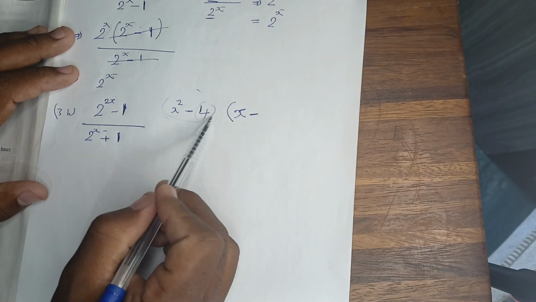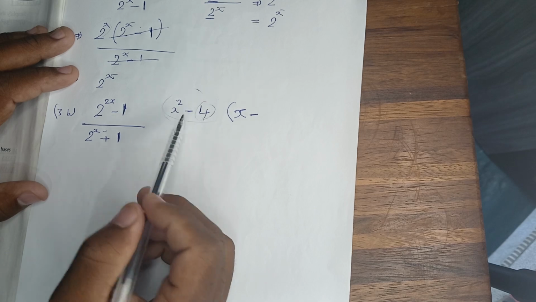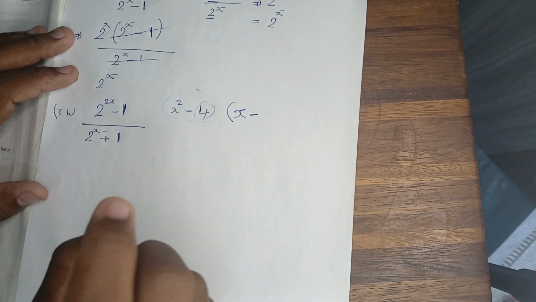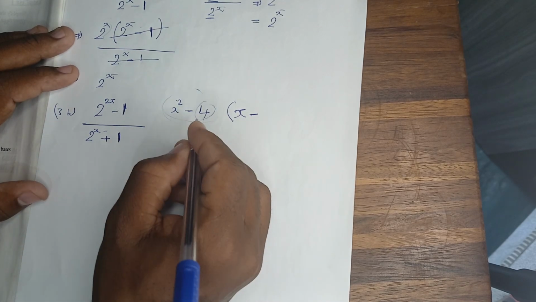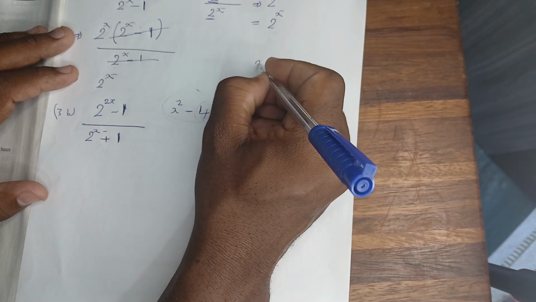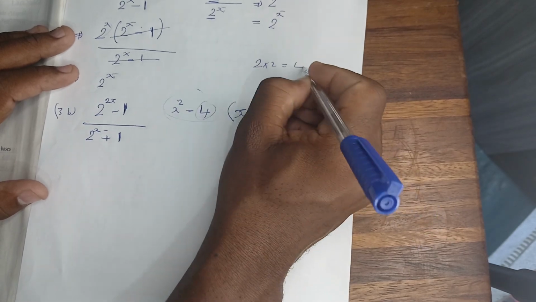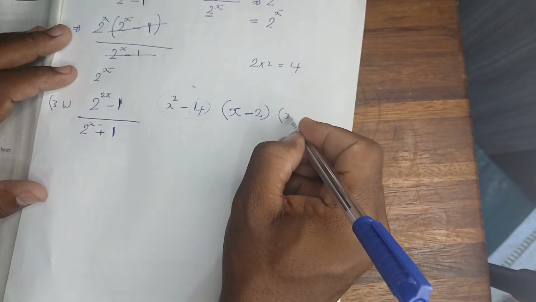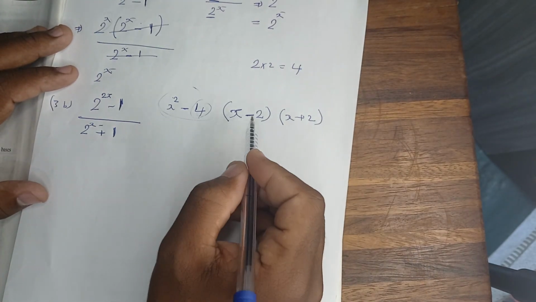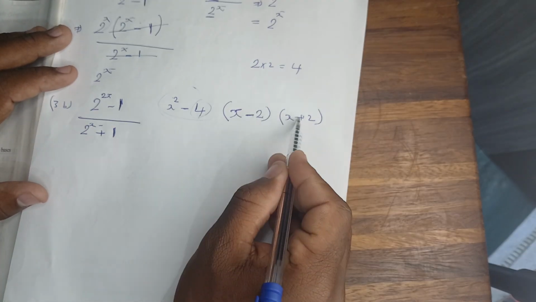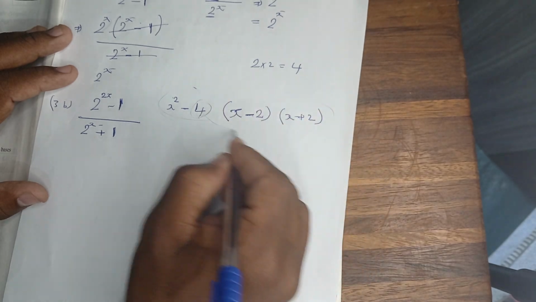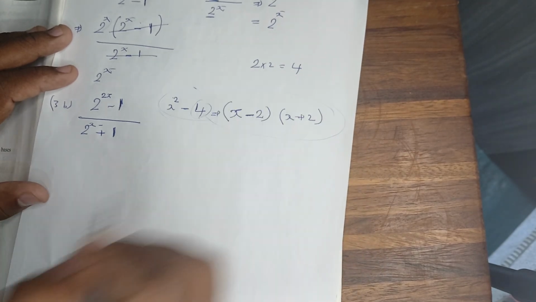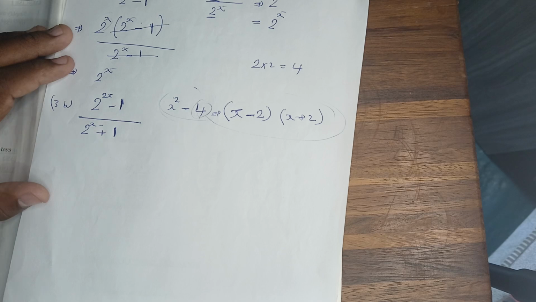For the 4 here, it means that I need a number that I multiply twice by the same number to get 4. So definitely we know that 2 times 2 is 4. So I'm going to write 2 here, then I open a bracket, so I'm going to write x plus 2 on this. The signs here are going to be different. So this is how we factorize a difference of 2 squares. So this is actually a difference of 2 squares.